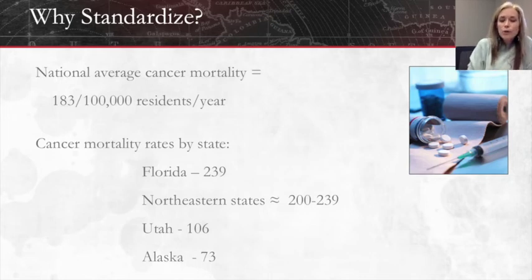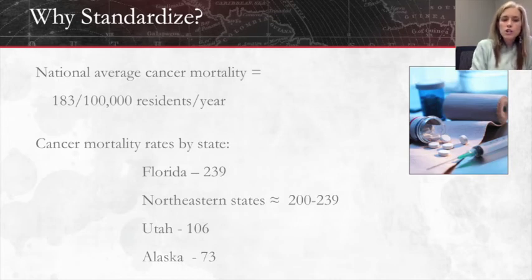So let me give you a really good example. The national average cancer mortality is about 183 people die each year of cancer per 100,000 residents. Okay, so that's in the entire United States. So for every 100,000 residents, you have 183 people who die due to cancer.